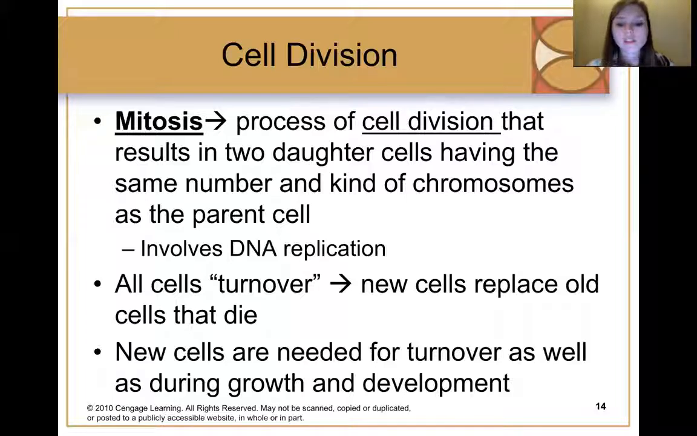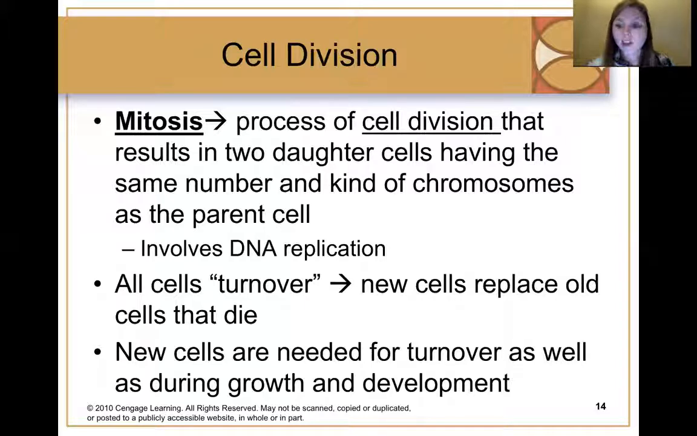All cells do what is called turning over. That basically just means that new cells will replace old cells that die. Something to help think about this: if you get a sunburn, for example, your skin might start to peel after a while, right? Those skin cells are old and they're dying and falling off. If you didn't have production of new skin cells, we'd be in big trouble. So you have to have some turnover there, with new cells constantly replacing the old cells.